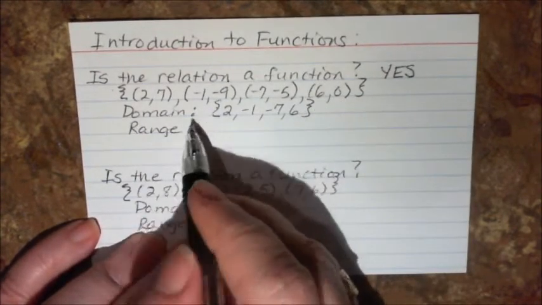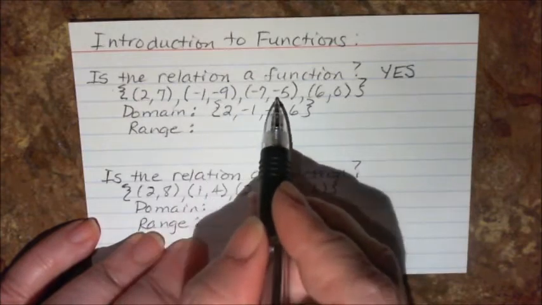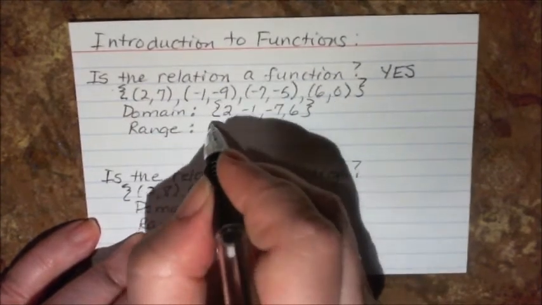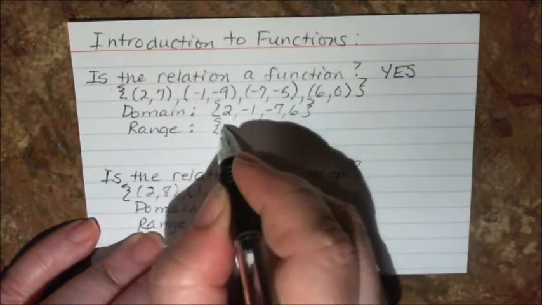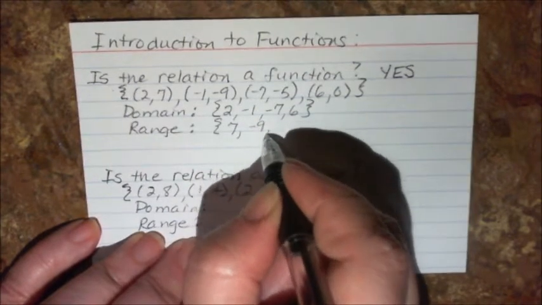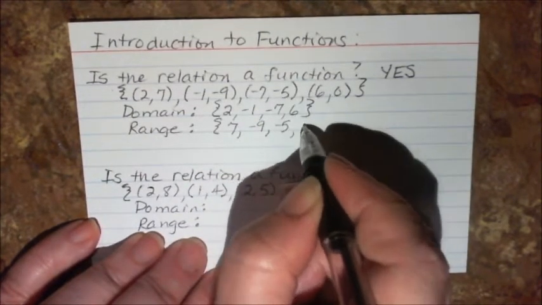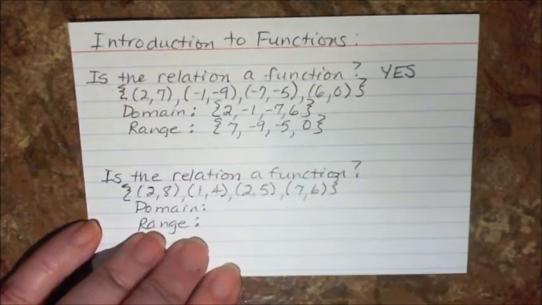What is the range? The range is the set of outputs, or the y values. So how do we name the range? It's the set of all the y values, 7, -9, -5, and 0.